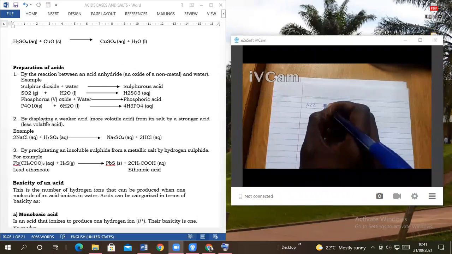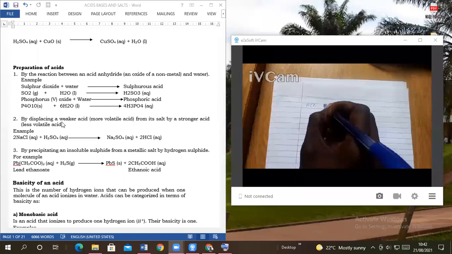Here we have another way of preparing acids, by displacing a weaker acid or more volatile acid from its salt by a stronger acid. Let's look at this. This is sodium chloride, a salt. If you react a salt, sodium chloride, and sulfuric acid, you will form sodium sulfate, and then this hydrogen will take the chlorine to form hydrochloric acid, which is aqueous.